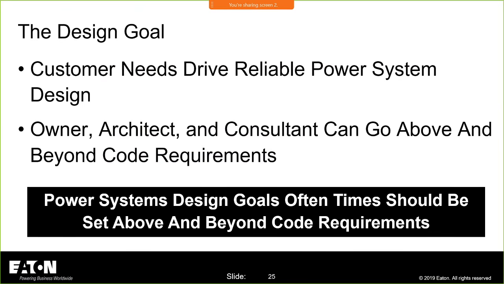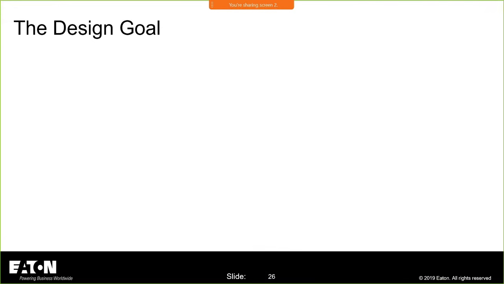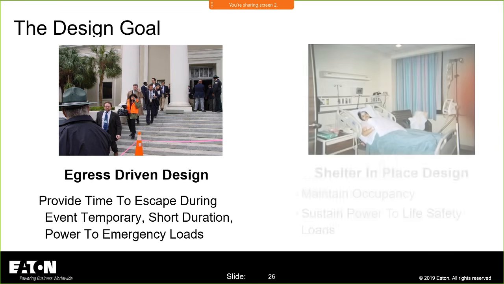Now, customer needs usually drive reliable power system design. And in addition to selective coordination as a requirement in the code, there are a lot of industrials that will use this to help ensure reliable power distribution systems. You'll see a lot of your petrochem facilities, your automotive facilities will drive for a selectively coordinated system.